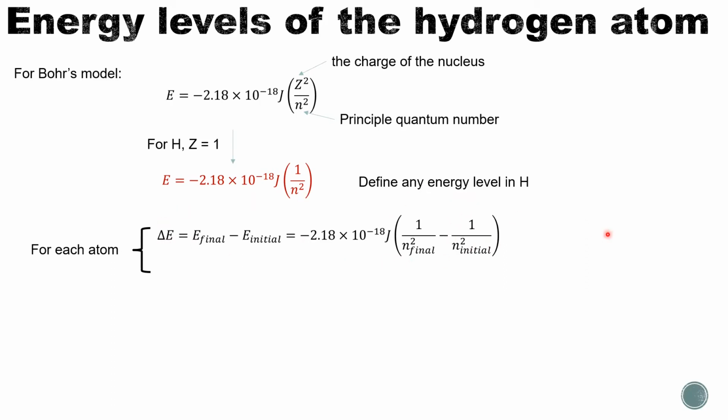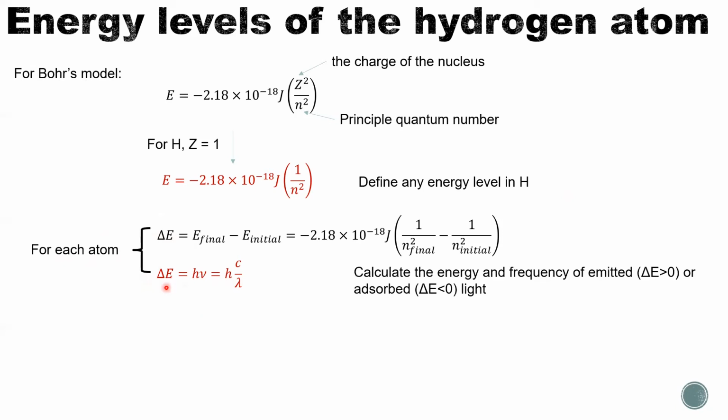And that difference of the energy can be used to absorb or emit a photon. So to calculate the photon energy, since we have one atom, this delta E equals h nu. We don't need to include n here. h nu equals hc over lambda. Combine these two equations together, we can calculate the energy and frequency of emitted or absorbed light.